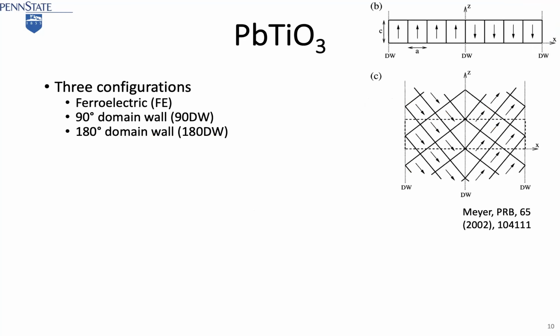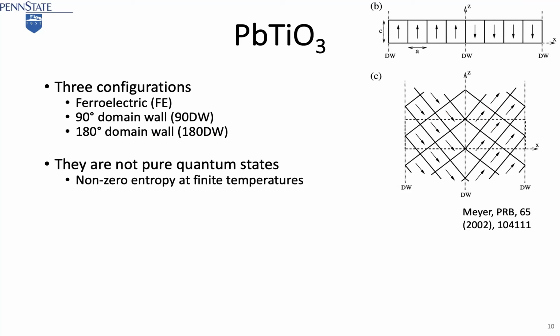Look at the titanate, as we showed in the previous AIMD simulations. The atoms move like this, look like that. So you create a ferroelectric state, you create a 90-degree domain, you create a 180-degree domain wall. So I have only three structures: the ferroelectric structure, the macro configuration, the 90 domain, and the 180 domain. And of course, this is a system that has been studied, as I showed before, and it carries energy, right? But it's important that they are not a pure quantum state.